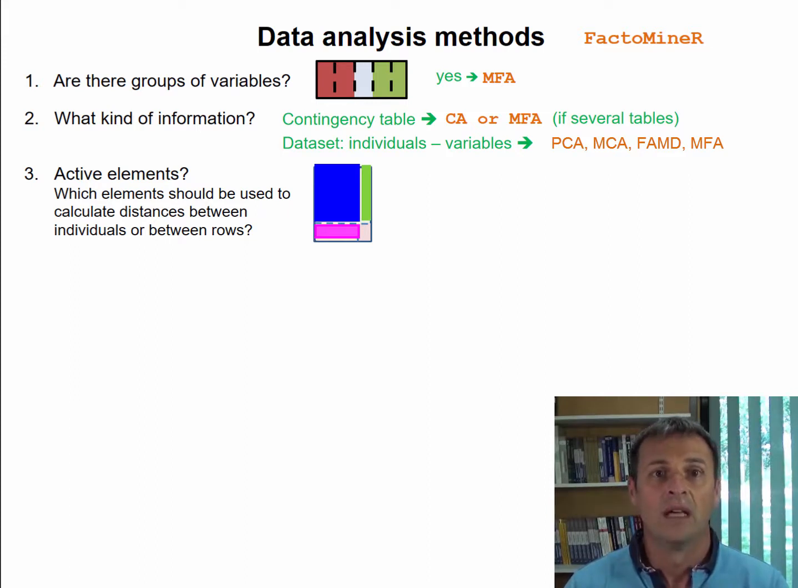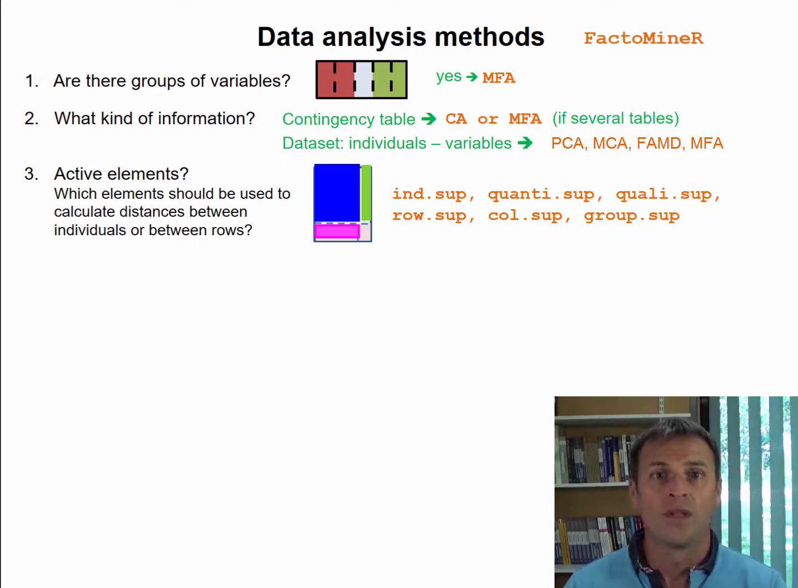Thus, depending on the situation, we are going to have some or all of the following terms in the code: n.sup to indicate supplementary individuals, quanti.sup to indicate supplementary quantitative variables, quali.sup for supplementary qualitative variables, row.sup and col.sup if we are doing CA in the presence of supplementary rows and or columns, and lastly group.sup for supplementary groups of variables in MFA.